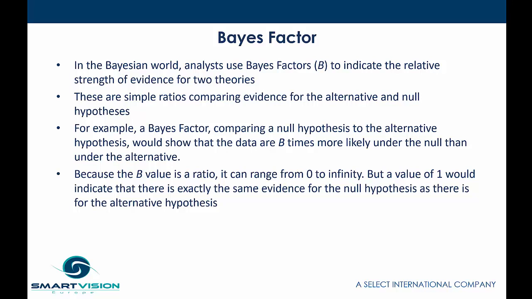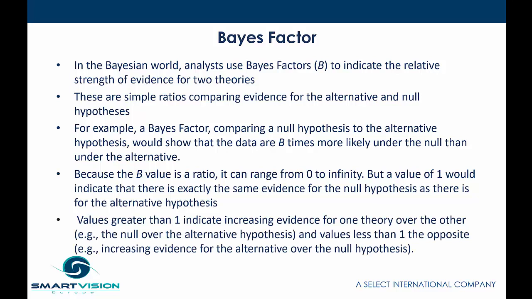And because it's a ratio, it can range from 0 to infinity. But the value of 1 would indicate that there is exactly the same evidence for the null hypothesis as there would be for the alternative hypothesis. So 1's kind of the reference point that we tend to compare things against. That's the bit where we're saying there's no more evidence for one hypothesis versus the other. Values greater than 1 in this case would indicate increasing evidence for one theory over the other, so for example, the null over the alternative hypothesis. And values less than 1, the opposite, increasing evidence for the alternative over the null hypothesis.